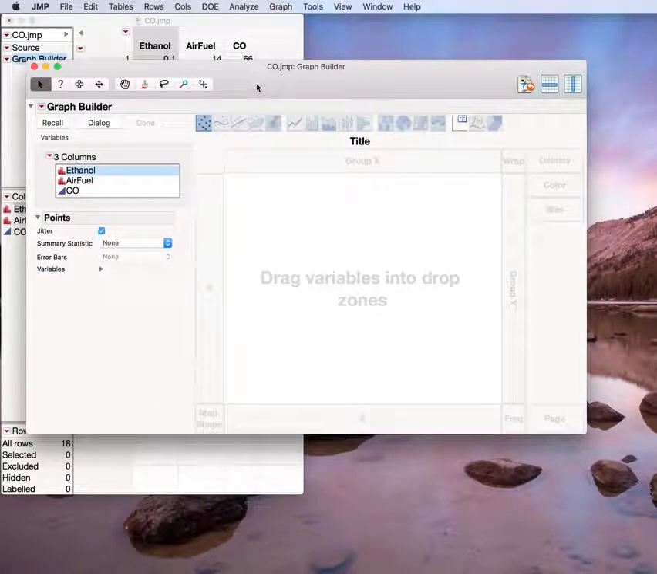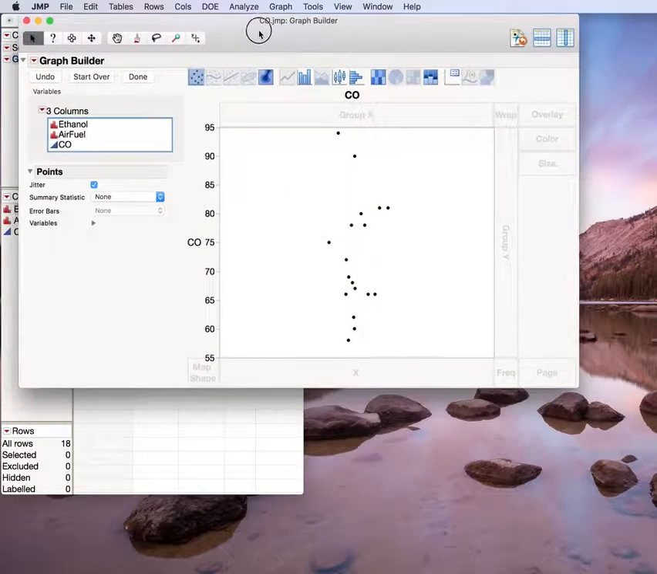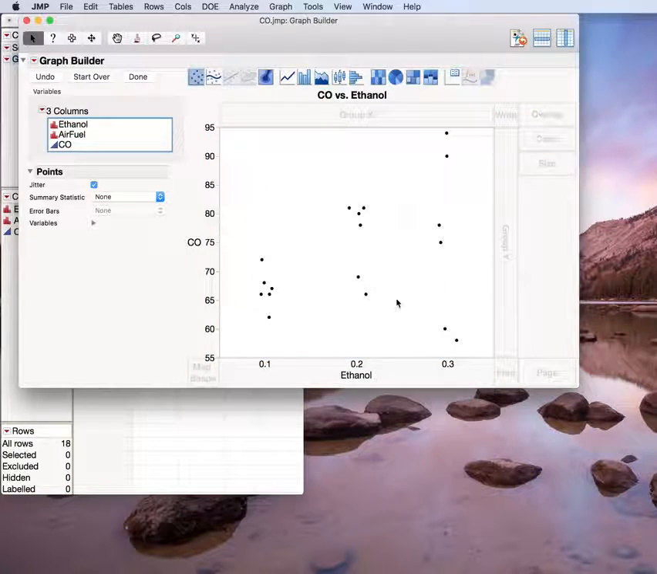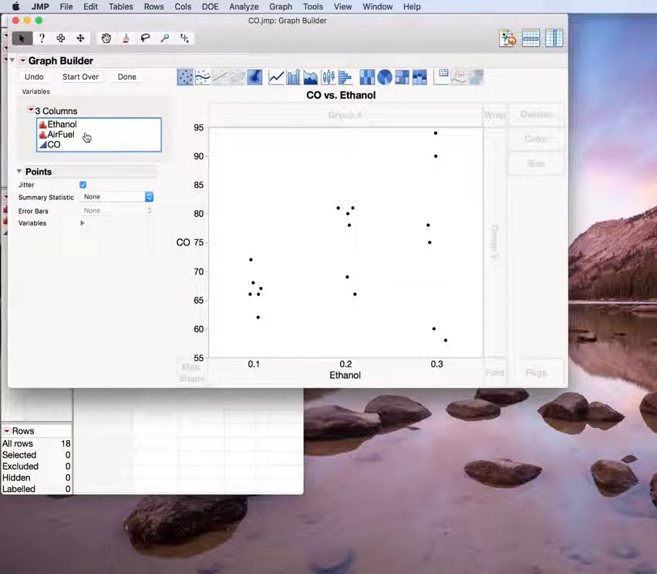So I might want to look at how carbon monoxide changes as we change the level of ethanol. So right now, this is just plotting the raw data, and we get some idea of what the variation is at each level of ethanol. So the variation here is much larger than the variation down here, and we hope that that can be explained by the different levels of air fuel.